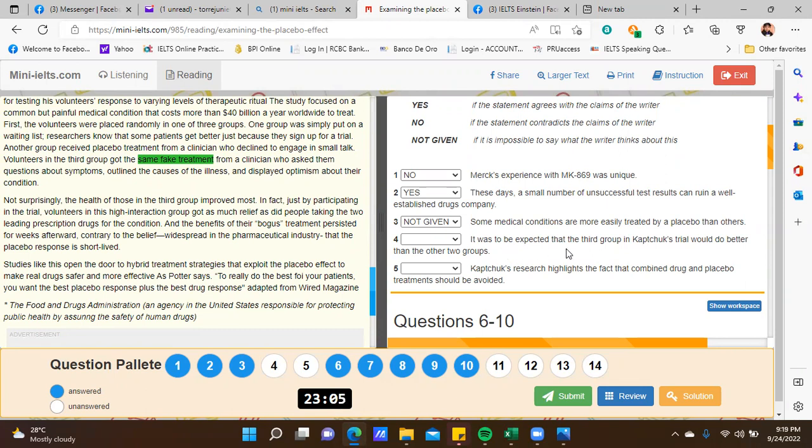It was to be expected that the third group would do better than the other two groups. Was that expected? Are you not surprised? Not surprisingly. No. Yes.